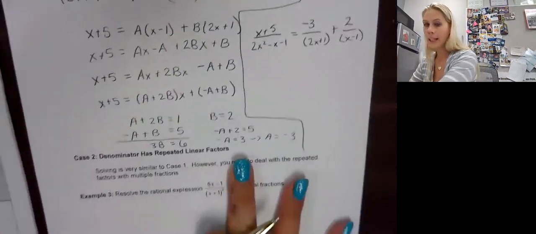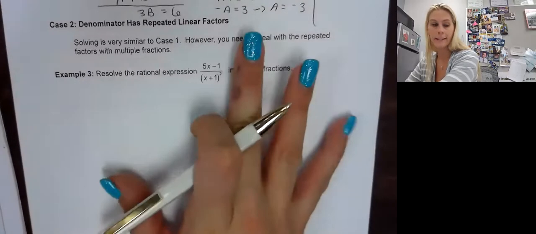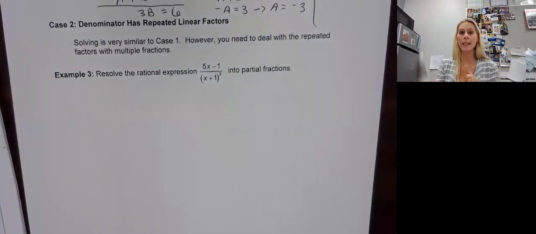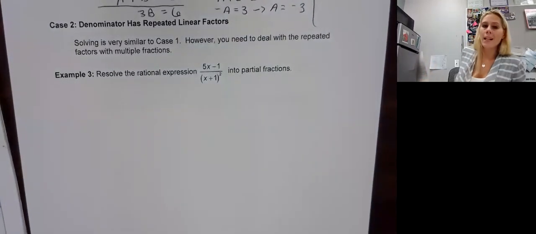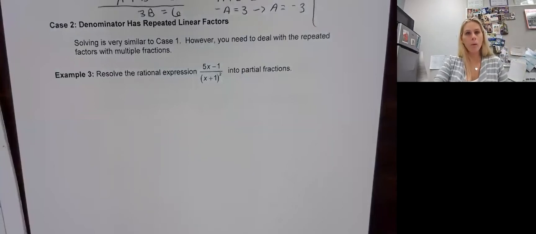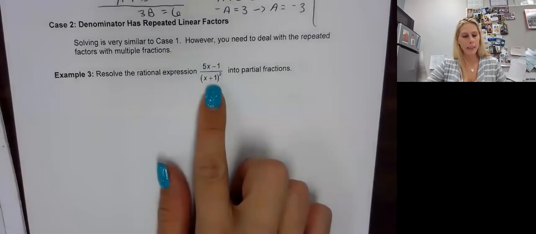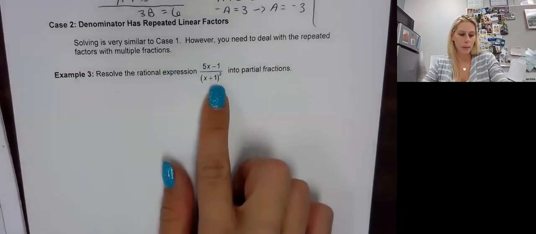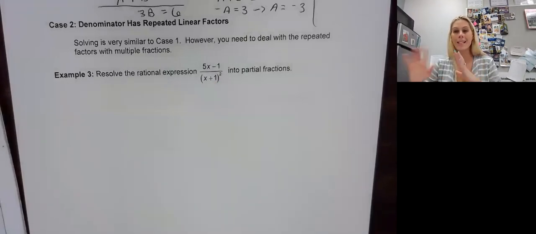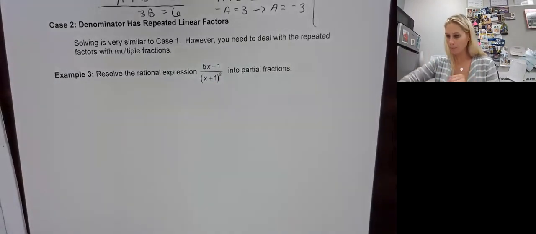Okay, case number 2. So remember, I said you want to watch out for the cases. The denominator has a repeating linear factor. Now, what does it mean by repeating? Well, because this is squared, this is x plus 1 times x plus 1. So how does that differ compared to case 1?